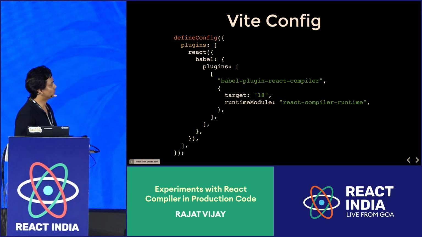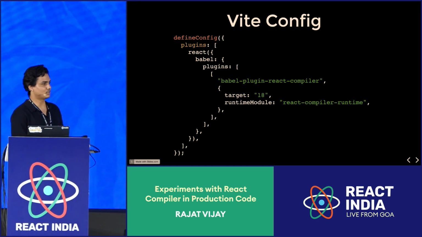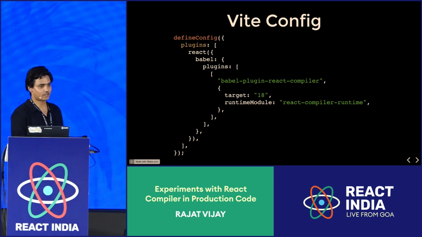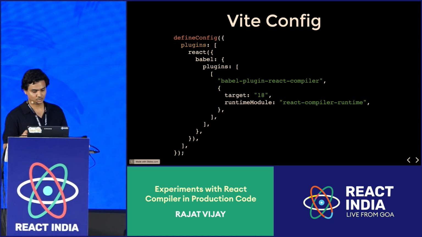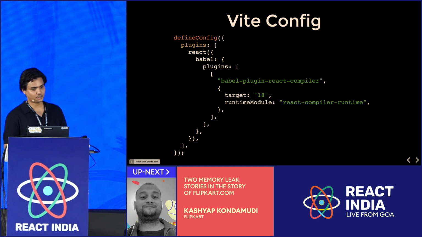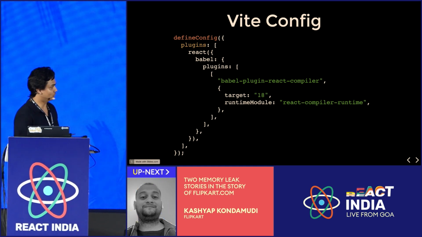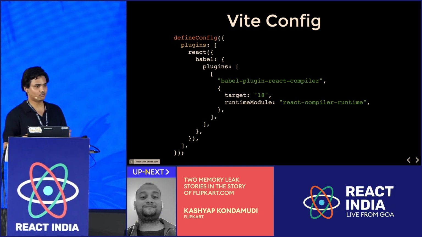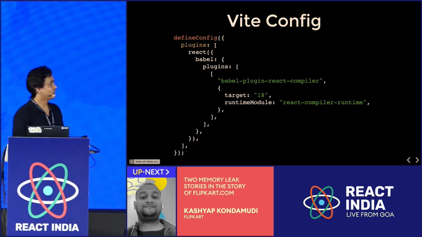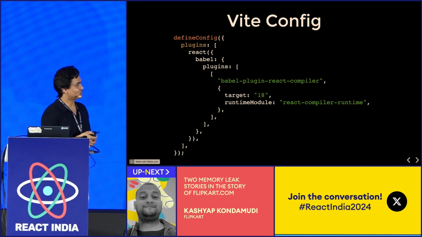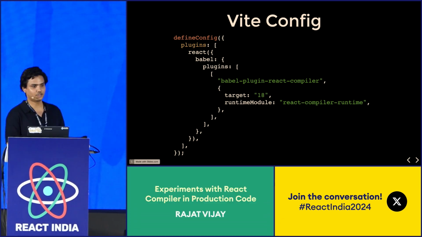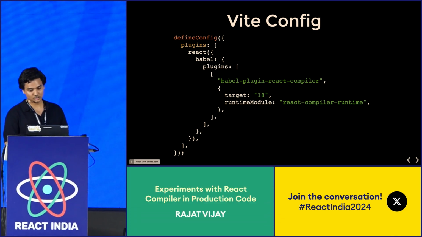And this is the Vite config that is required to run the Babel plugin. Note, this works with the beta version of the React compiler that was announced yesterday. Notice the target key. This is the major version of React that we are using. And the runtime module is the name of the module where the compiler is supposed to look for the memoization function. Ideally, with the beta version, you're not required to write this runtime module, but it doesn't really work without it. I think there's some bug.